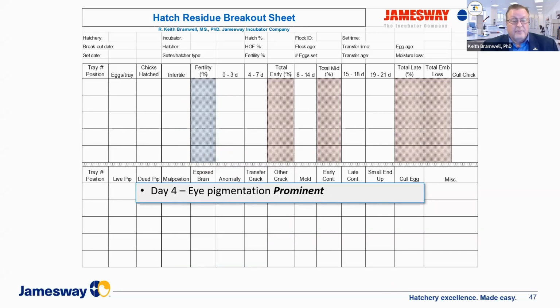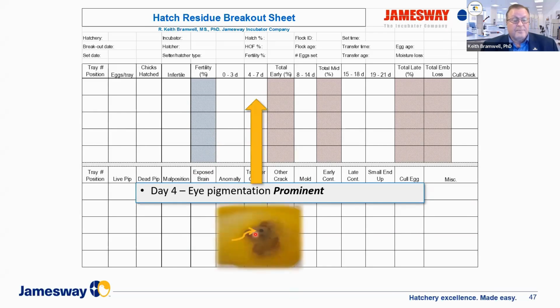What about the day 4 eye pigmentation, prominent? We see that eye on that embryo. We say, okay, it reached day 4. And it's prominent. It means you open that embryo up and you see it and it's like, oh, there's the eye. Okay, we got to day 4. Is that a big difference in 0 to 3, 4 to 7? Those two? Not as much. I still categorize these all as total early embryo mortality, but it does give us a little clue if the majority of our dead are early dead right here, which they normally are. That's primarily an egg handling issue.